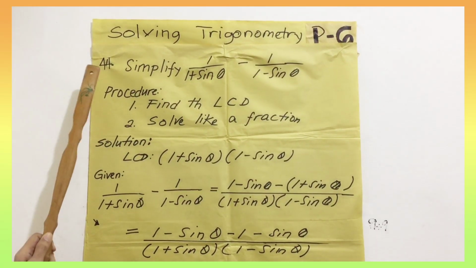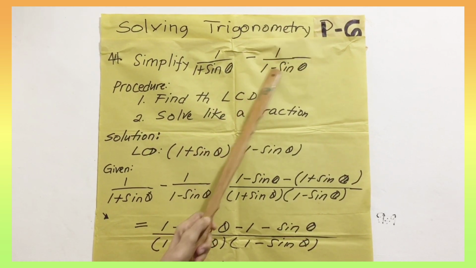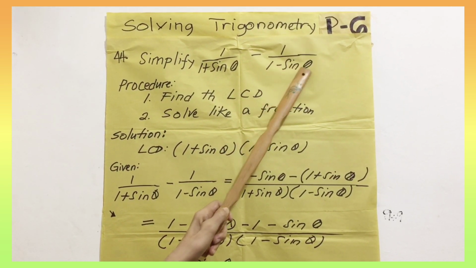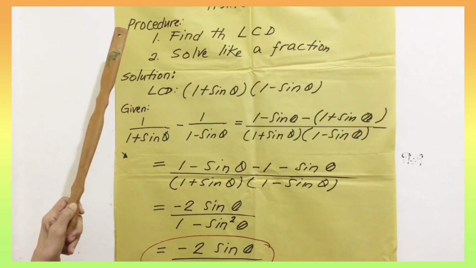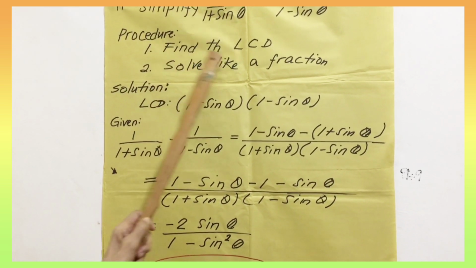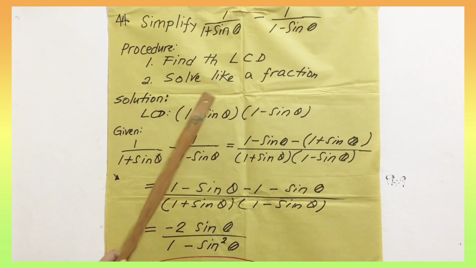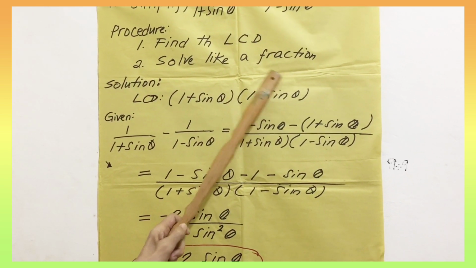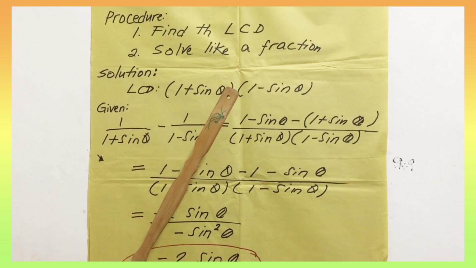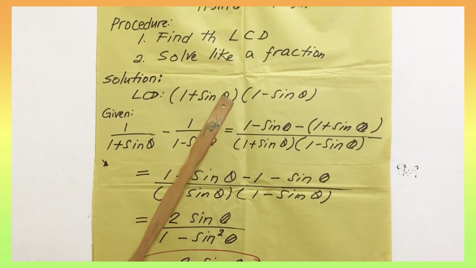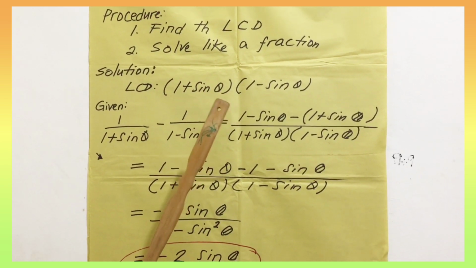Okay, number 44. Simplify 1 over 1 plus sine theta minus 1 over 1 minus sine theta. Our procedure to solve this given question: first, we are going to find the LCD, the least common denominator, just like a normal fraction. Then solve like a fraction. Remember finding the sum or the difference of fractions, so we will use that kind of process.